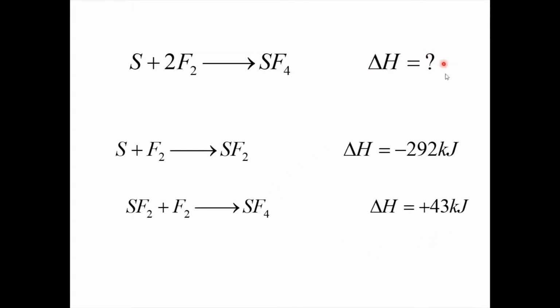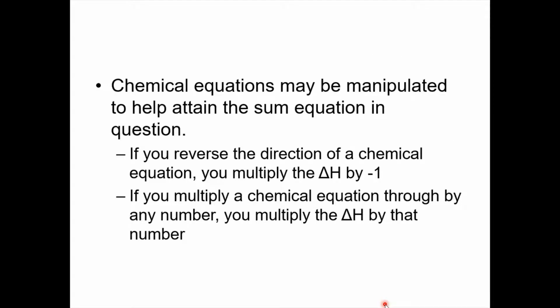This delta H is these two added together because this equation is these two added together. Now, you're not always going to get them exactly like that. Sometimes you're going to have to manipulate the equations in order to get them to line up and add up like you'd like. So sometimes the chemical equations can be manipulated to help attain the equation in question, in other words, the equation that you're looking for. How do you get it? Well, sometimes you have to manipulate the other equations.